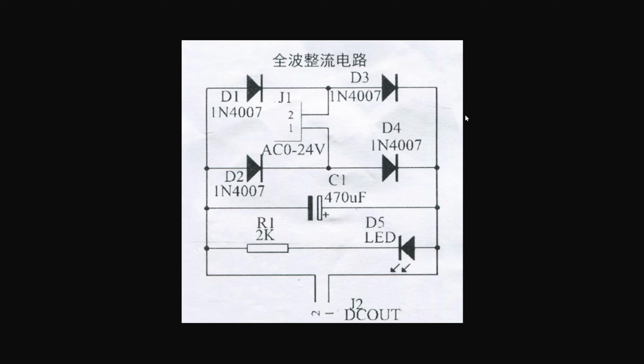Okay, so here's the schematic which I got off of Aliexpress. I actually got it off the listing itself. So you can see here, you've got the AC input, AC 0 to 24 volts apparently. And then we're connecting one of the outputs of the AC between D1 and D3, and the other one between D2 and D4. Then we've got a capacitor on the output of this rectifier bridge, which is to smooth the output for DC. And then you've got a resistor and an LED, which is, I assume, an indication LED to let you know when the circuit's on.